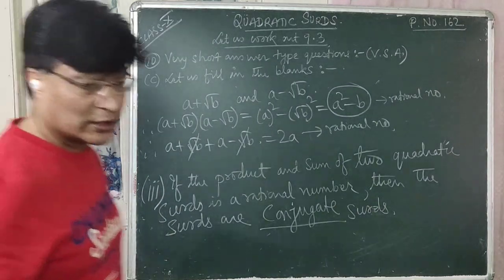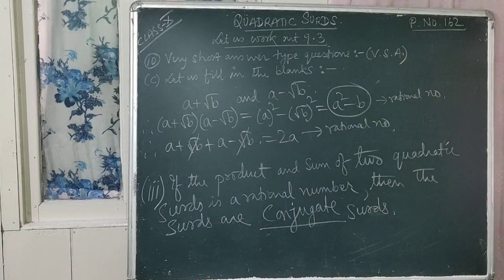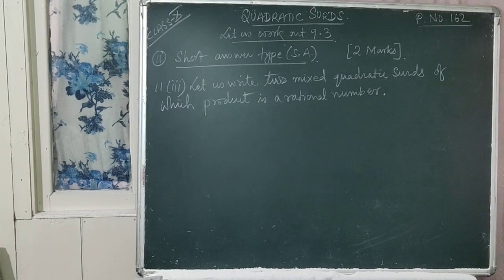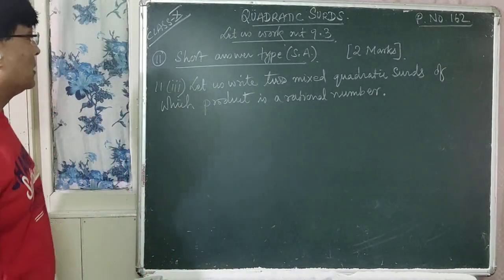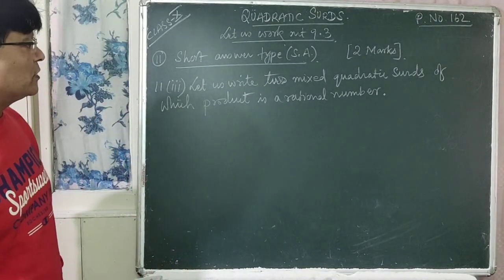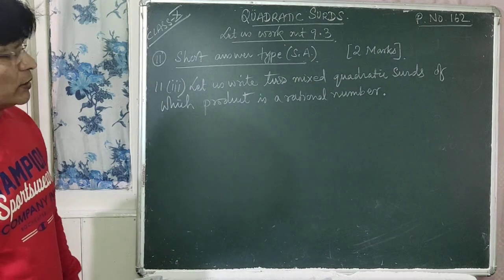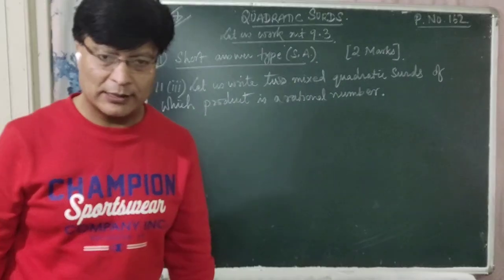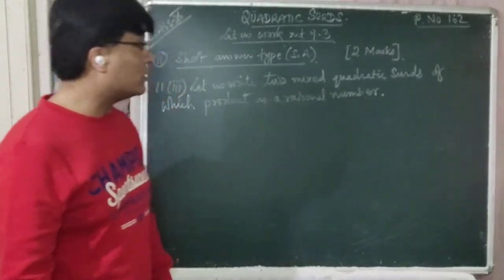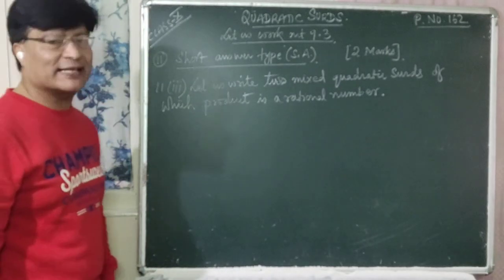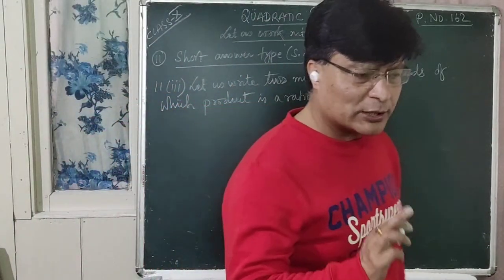So let's do the next question now. So now, let's do question number 11. This is a short answer type question. In this case, each question carries 2 marks, right? So now 11 number 3. Write two mixed quadratic surds of which the product is a rational number. You have to write down two mixed quadratic surds.